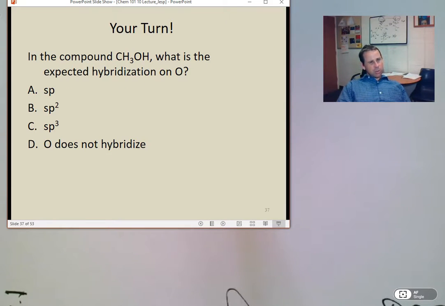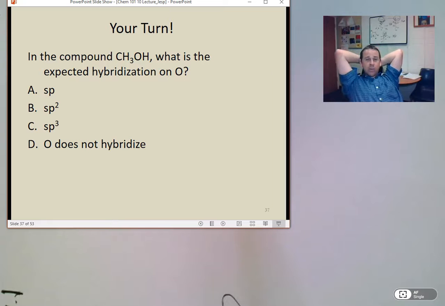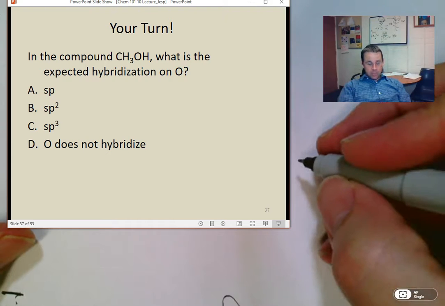So, in the compound CH3OH, what's the expected hybridization in the oxygen? Well, to answer this question, you have to draw the electron dot structure of CH3OH first. And then you have to know the structure of CH3OH. And then we're going to identify how many regions of electron density are around that oxygen and then answer the question. Okay? So take a shot at it. Try to draw CH3OH. Try to count the number of regions of electron density around the oxygen. And identify what the hybrid orbitals that are extending from the oxygen must be called based on the number of regions of electron density. Ready? Go. Are you done? If not, push pause. If you're done, let's work on it together then.